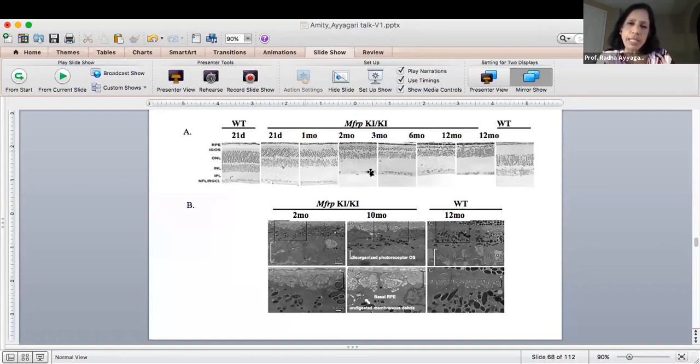And here, what I'm showing is retinal sections of these mice. In wild type mice, I want you to focus on this particular layer. There are 10 different rows of nuclei. But in the mutant model, at 21 days there are about 9 to 10 rows. By 2 months, there are about 5 rows. And by 3 months and 12 months, there is only 1 row of nuclei left, because there is significant degeneration of the retina because of the mutation we introduced.